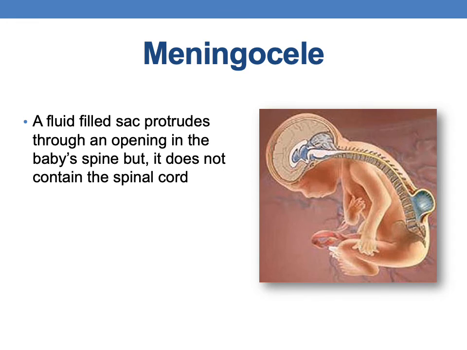Meningeal spina bifida is the next most serious level of this condition. It presents as a fluid-filled sac protruding through an opening in the baby's spine, but it does not contain the spinal cord or any nervous tissue. It's just cerebral spinal fluid. This too is treated surgically immediately after birth.